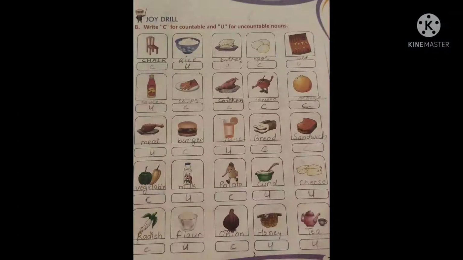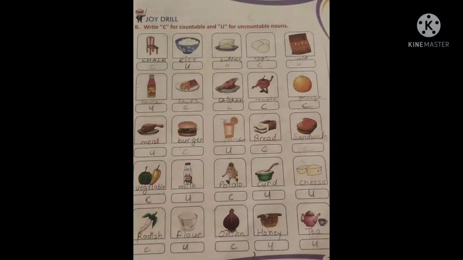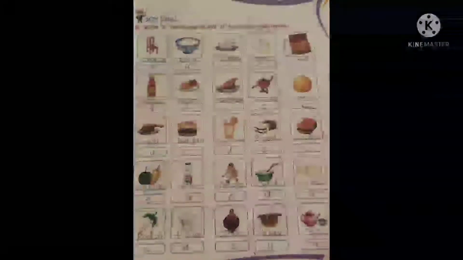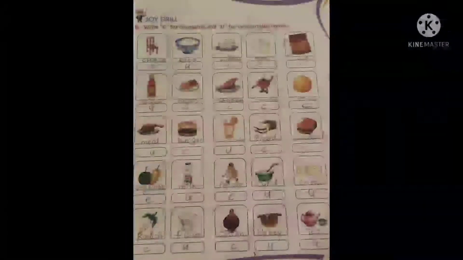Write C for countable and U for uncountable nouns. First noun is chair. So children, what do you think? You can count it? Yes, we can count chair. So it is a countable noun. Write down C there. Next one, a bowl of rice is given, but we cannot count the number of rice in the bowl. So it is uncountable. Third one, butter. We cannot count the number of butter. So it is uncountable.